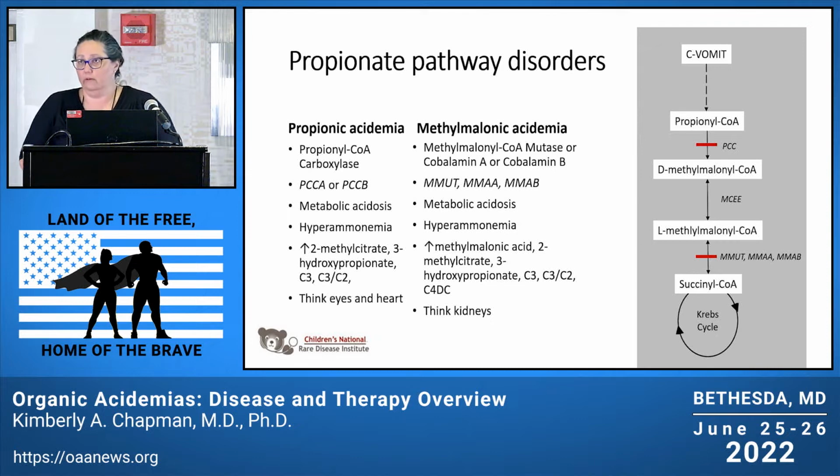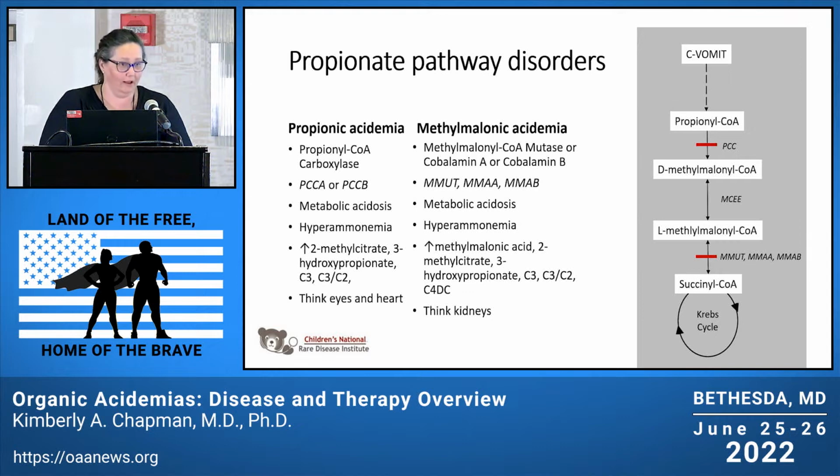So this is the C-vomit pathway. Mark introduced this earlier today. Cholesterol, valine, odd-chain fatty acids, methionine, isoleucine, and threonine all get broken down to propionyl-CoA. This gets, by propionyl-CoA carboxylase, further broken down to methylmalonyl-CoA, and finally gets broken down by methylmalonyl-CoA mutase, cobalamin A and cobalamin B, to succinyl-CoA, which is a major component of the Krebs cycle, citric acid cycle, or tricarboxylic acid cycle.